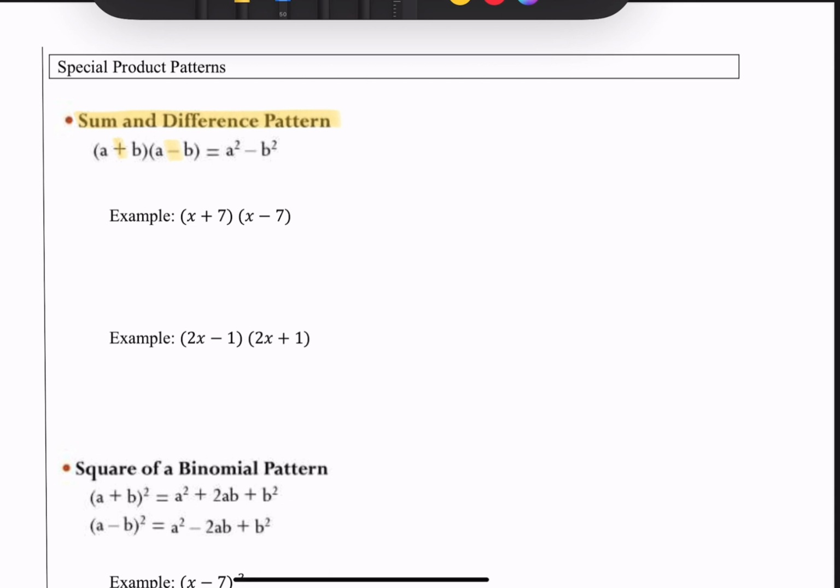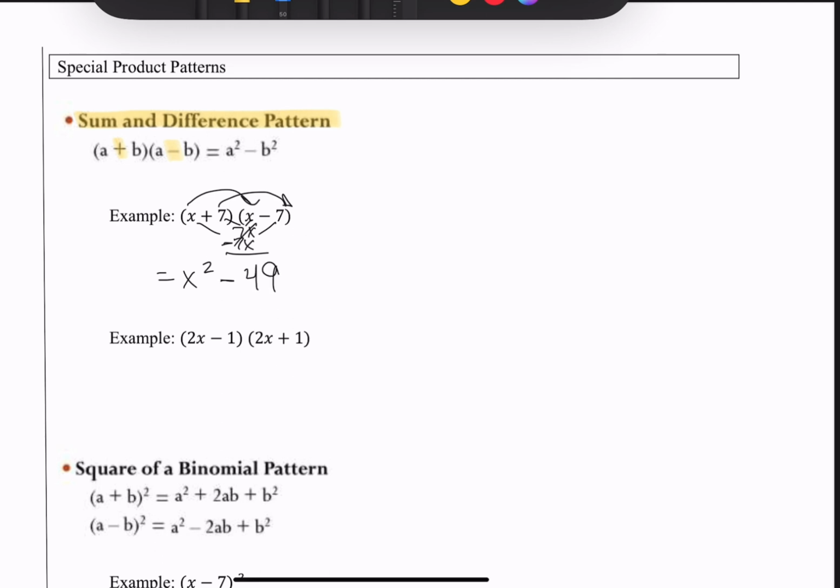I have x plus 7 times x minus 7, right? I have the exact same two terms in each binomial. The only difference is the sum and difference pattern. Using our FOIL method, because I have two binomials, my first terms give me x squared. My outers give me negative 7x, and my inners give me positive 7x. What do you notice about the inners and the outers? The inners and the outers are opposites. They actually cancel each other out. They're gone. No middle term. And then multiply the last terms, and you get negative 49.